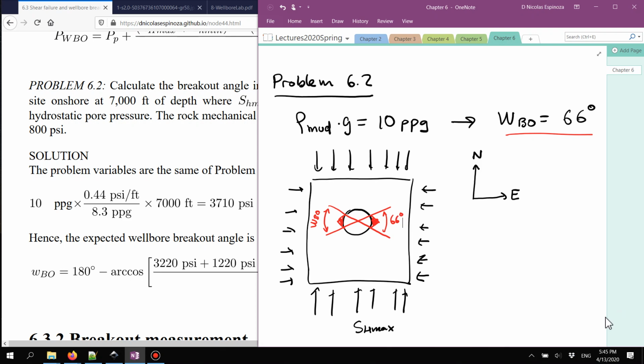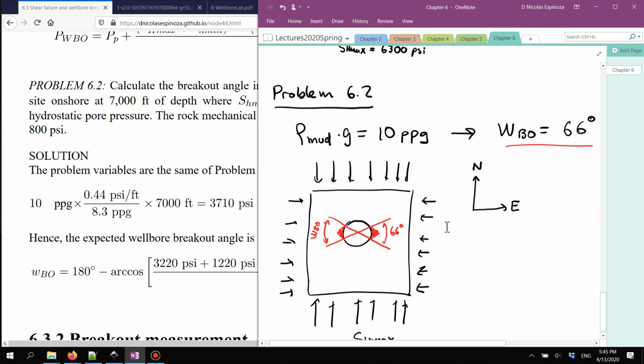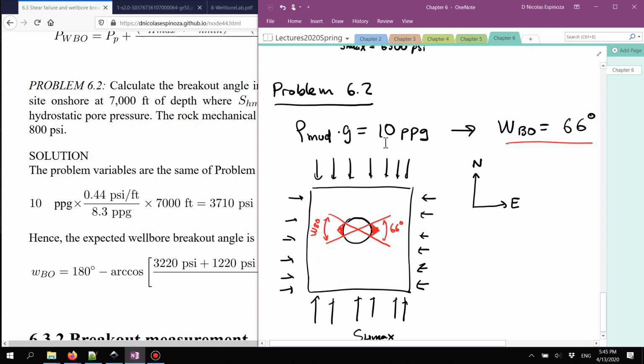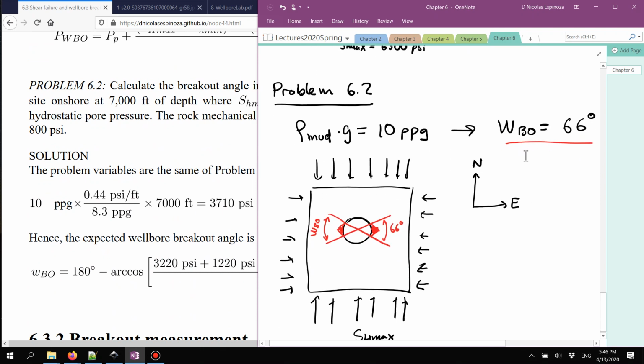In the previous case, if I just use PW shear, the shear failure is just going to be a tiny point over there with a breakout angle equal to a value close to 0. By lowering the mud weight, what I have done is I have increased that breakout angle. Okay, so this is how we determine the minimum pressure required in order to avoid shear failure, PW shear, and if we allow for some breakout angle, we can lower that mud weight.